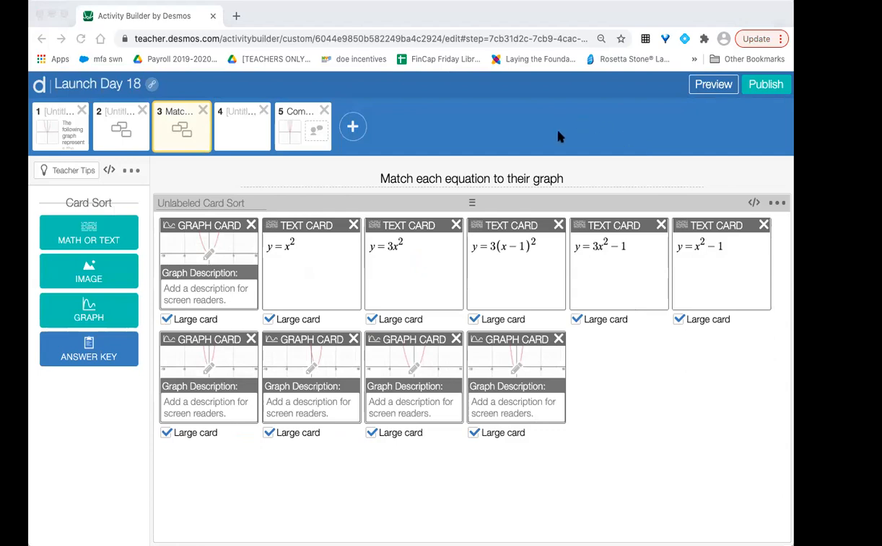And again, this is a really great way to get them ready to look at the transformation, specifically midline and then later amplitude for trigonometric functions. But you also want to have them explain their reasoning, right?